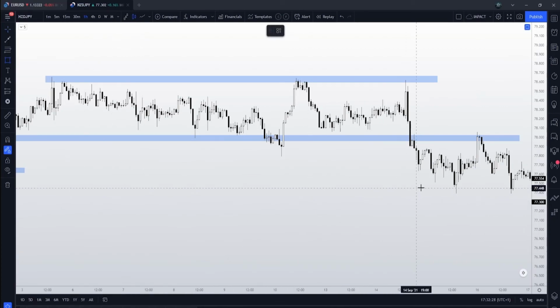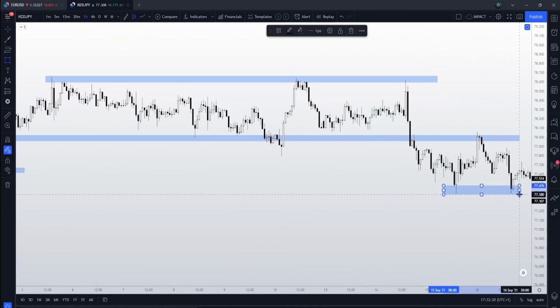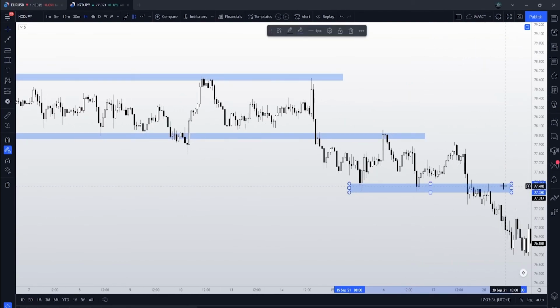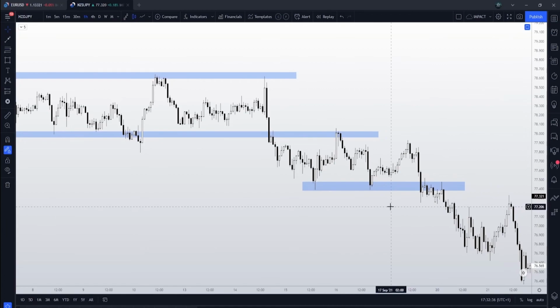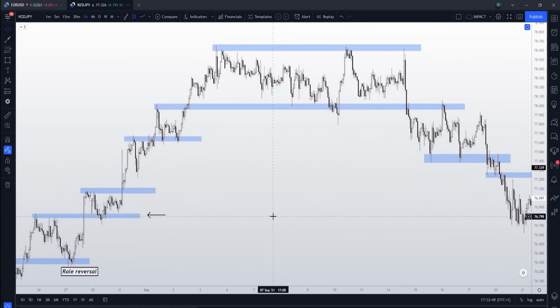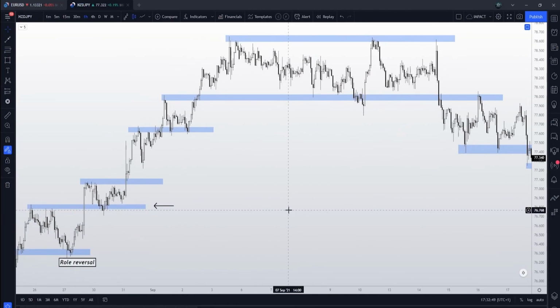Now, before creating that previous role reversal, price left a low. We can mark that low with a zone, and as we can see, it got tested a few times before breaking to the downside. Then we got another small role reversal, and this kind of stuff keeps happening again and again. I hope everything about role reversals is now clear, so let's move on to the next part.